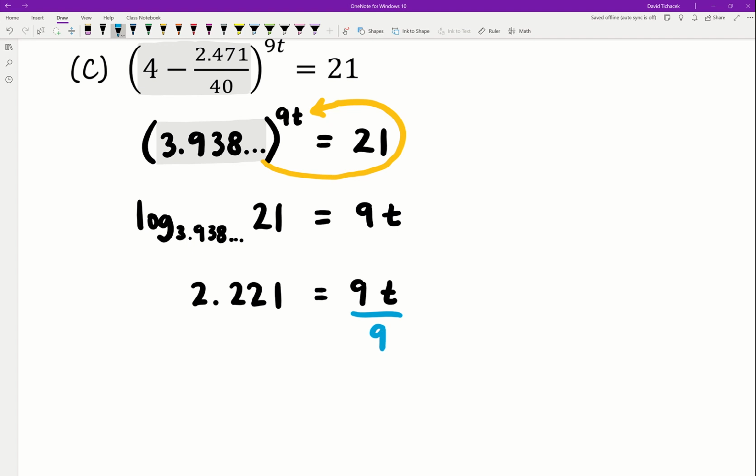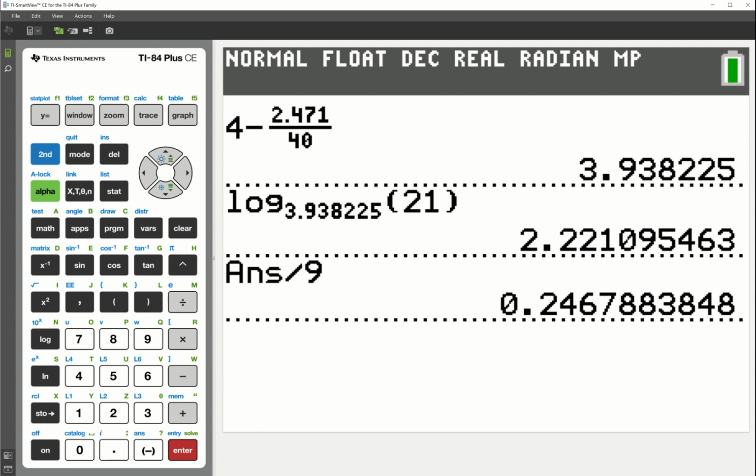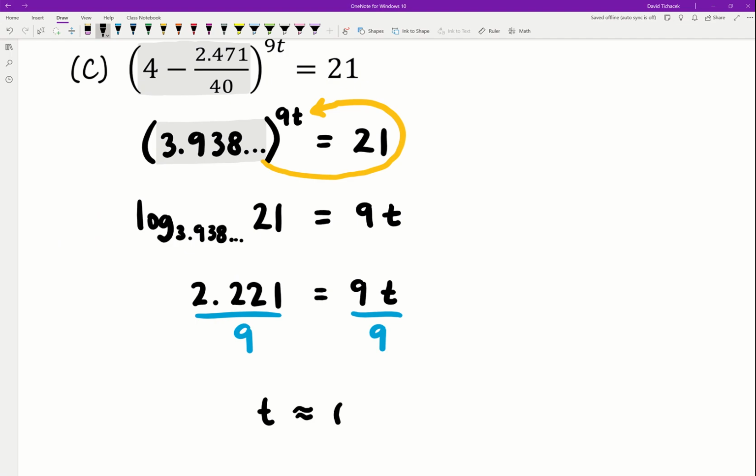One more step, we just need to divide both sides by 9, and we can get a nice decimal approximation for what our value of t is, because again, our values are still fresh in the calculator. So I'm just going to pick up what we divided by 9 and press enter here, and we're going to get this decimal right here. We're going to round to 3 places here, so 0.247 is going to be our final result.